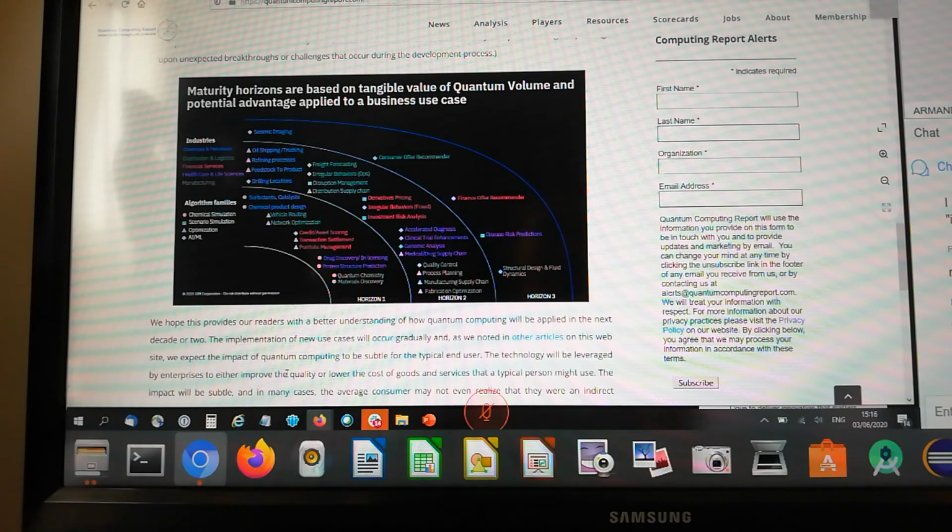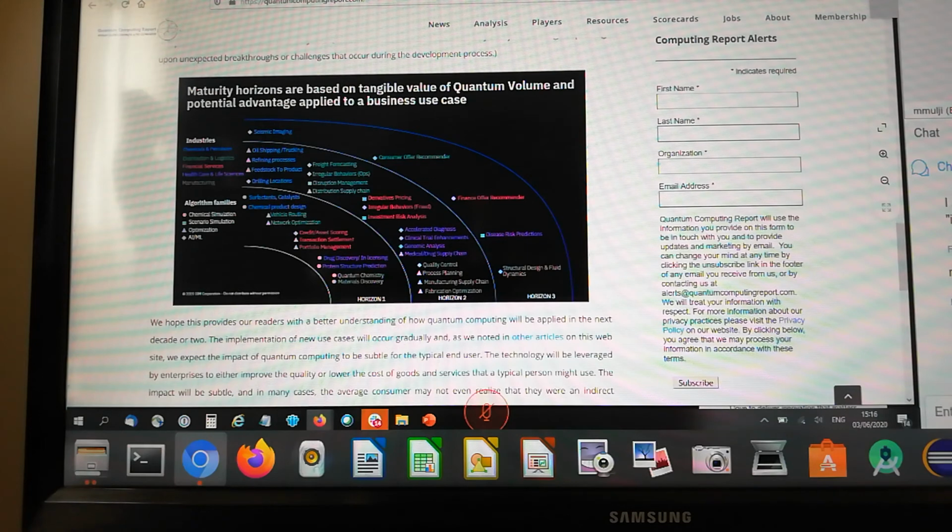So if you have the assessment of how much time your organization needs in order to get ready, and you have an assessment of when quantum advantage will take place, then you need to know when to start your quantum journey.